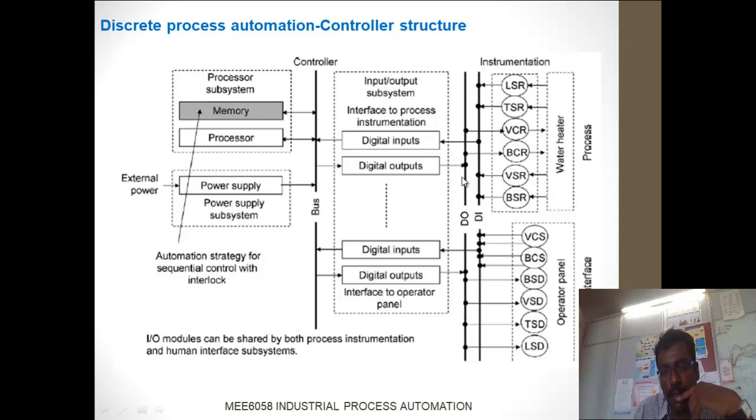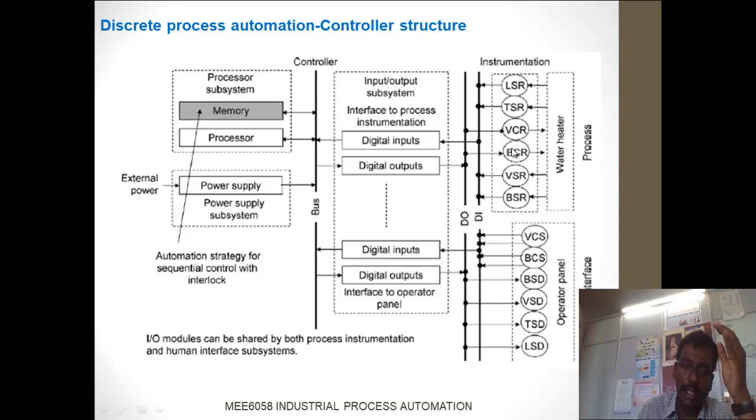Similarly, the control signal is also transferred to the operator panel. That's a unit transfer to the unit systems, and it indicates this process going on. Okay, so what happens, this IO module is shared between both the sides. That means both the instrumentation process and the operator panel.